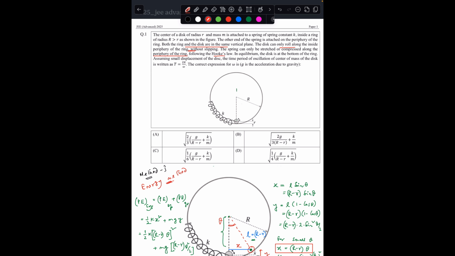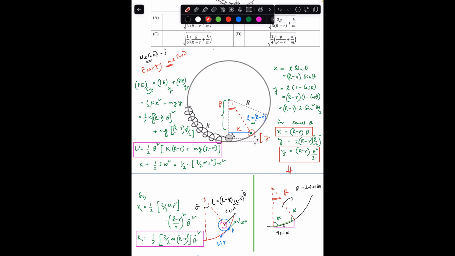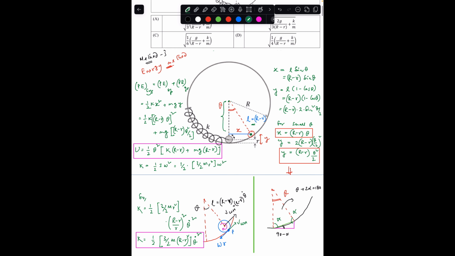In equilibrium, the disc is at the bottom of the ring, so the mean position of the spring is already defined, correct? And we have to check what kind of angular frequency you are going to have in case of small oscillation. So the first thing, we will attack this question with the energy method. We know that for a particle executing SHM, kinetic energy plus potential energy of the system is equal to a constant. If we take the derivative of this, d/dt of (K plus U), it will become 0, which will lead to an equation of either linear SHM or angular SHM based on the situation.